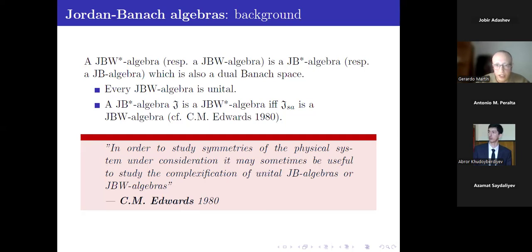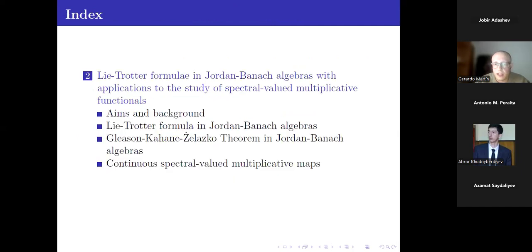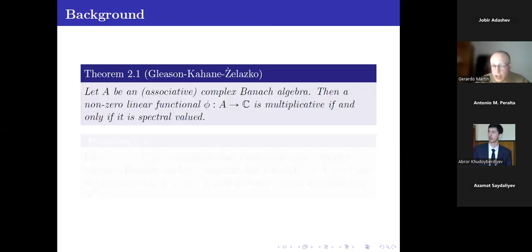So now, after this brief review of the setting we are going to work in, let me start with the first section, where we consider the Lie-Trotter formula in Jordan Banach algebras and its application to the study of spectral-valued multiplicative functions. Now, current research in functional analysis, and in particular in preserver problems, is interested in considering when the traditional conditions of linearity can be removed from the classical results, at the cost of assuming the preservation of some algebraic or geometric property. This is the case of the famous Gleason-Kahane-Żelazko theorem.